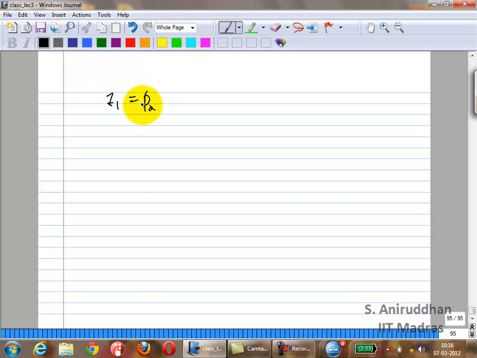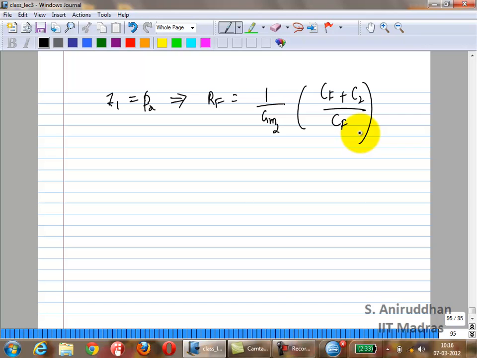So this is what you want, right? Z1 equals P2 is the condition you want, right? They have to be exactly the same. Okay? So this is the condition you get. This is also pretty standard. So what this tells you is, your resistor RF for exact cancellation has to be 1 over GM2 times CF plus C2 over CF.